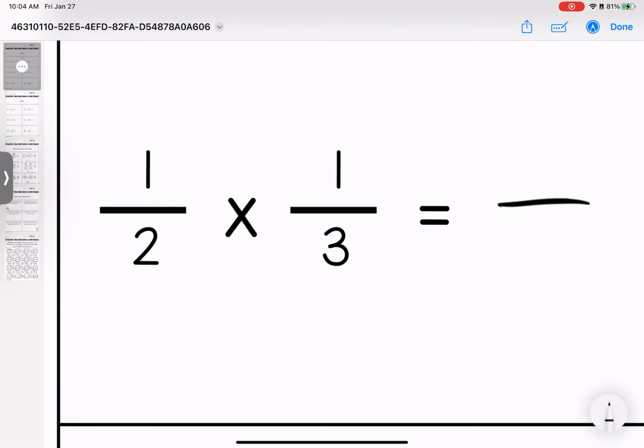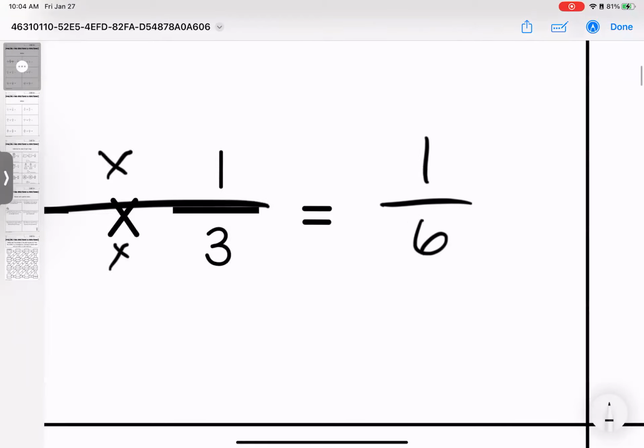So I have 1/2 times 1/3. I'm going to multiply it across like it is two separate problems. 1 times 1 is 1. 2 times 3 is 6. The answer to this one is 1/6, and that is in fact in simplest form because the only common factor that they have is 6.